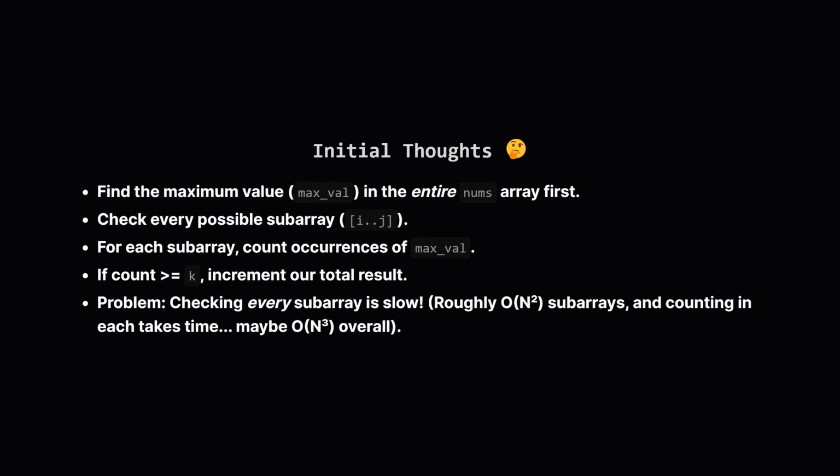Okay, what's the first, maybe most obvious way to approach this? Well, first, we'd have to figure out the maximum number in the entire list. Let's call it max_val. Then, we could just generate every single possible subarray. For each one, we'd count how many times max_val appears inside it. If that count is k or more, we add 1 to our running total. The big problem here is, checking every single subarray takes a long time, especially if the input list is large. This feels like it might be order n squared, or even order n cubed complexity. We probably need a faster way.